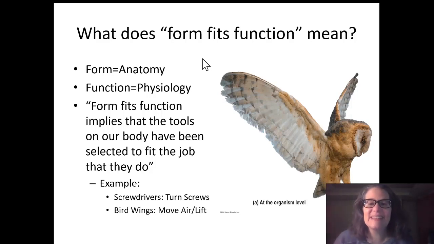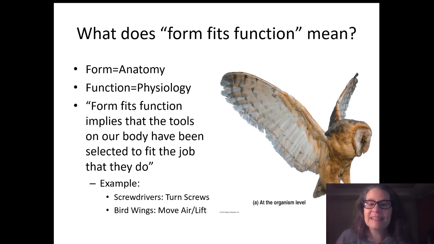Good morning. Today I'd like to give you an overview of the last unit that we're going to address in this semester, and that is a unit I call Human Body Form and Function. I want to walk you through an introduction of what we mean by form fits function. It's a phrase that we use often in this particular unit.